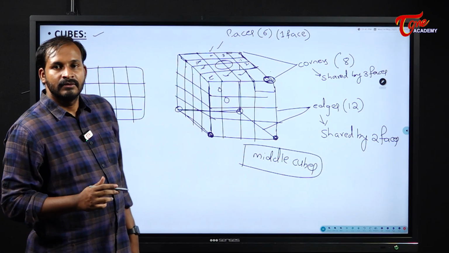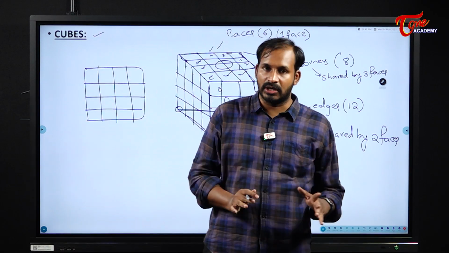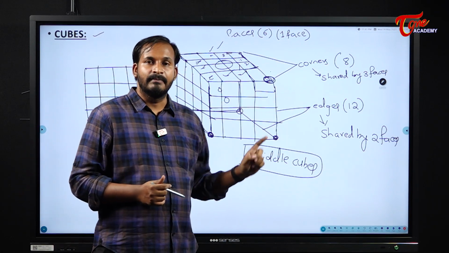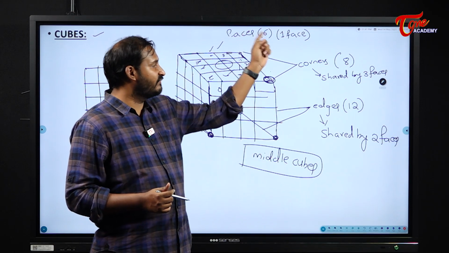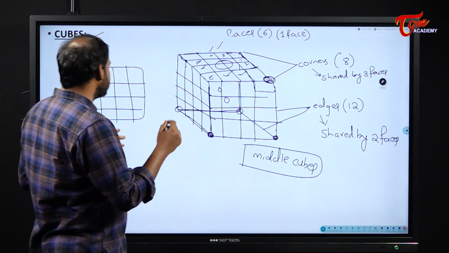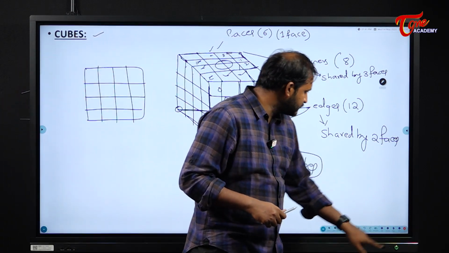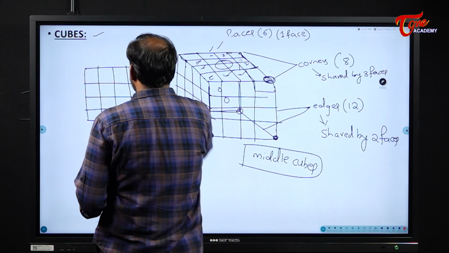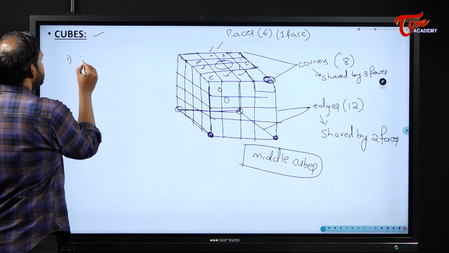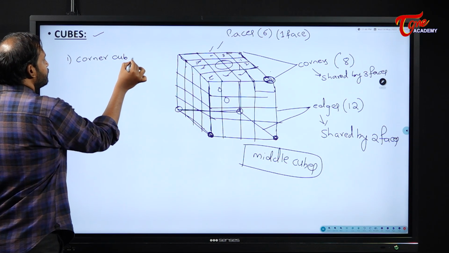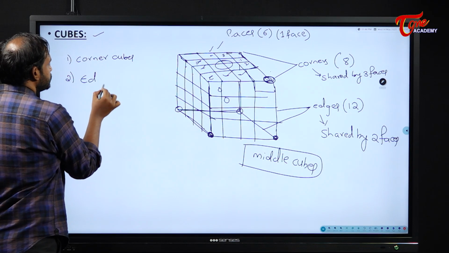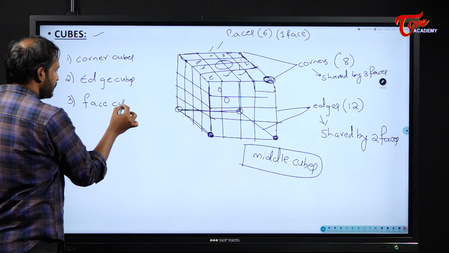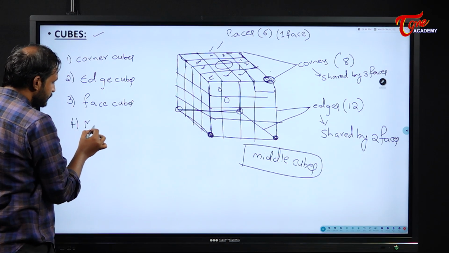So when a bigger cube is cut into small cubes, it will be divided into 4 categories. The first one is corner cubes, the next one is edge cubes, the next one is face cubes, and the fourth one is middle cubes. So when a larger cube is cut into pieces, we will have 4 types of cubes. See here, students, I will write here itself. First one is corner cube. The next one is edge cubes. The next one is face cubes. And the last one is middle cubes.